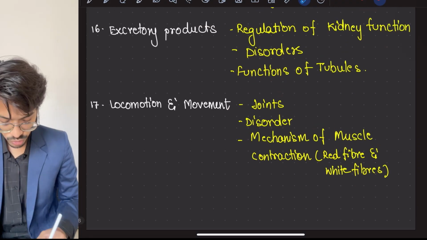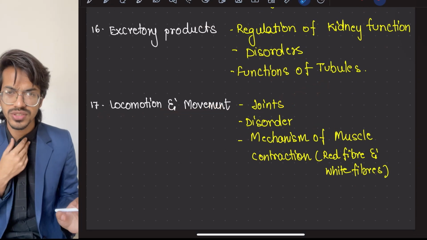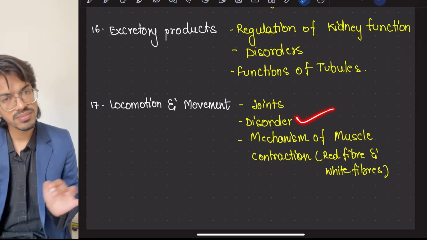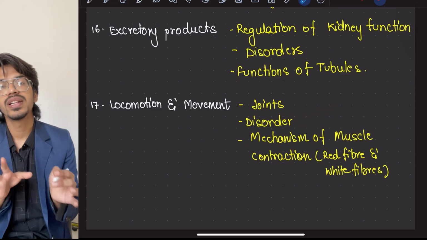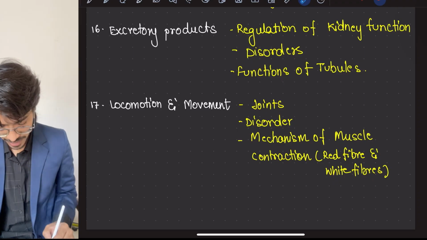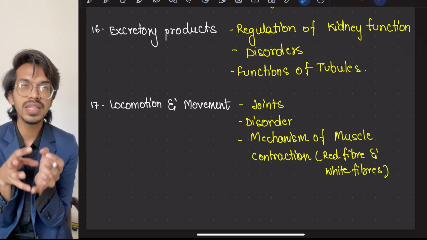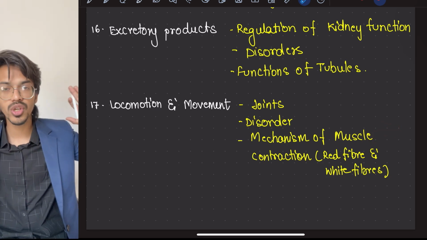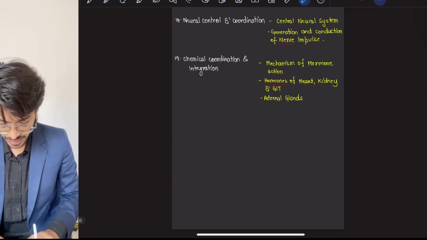Then locomotion and movement, joints, super important, every year a question comes, this year also higher chances of coming. Then disorders, of course you have to study, especially myotonic dystrophy and myasthenia gravis, higher chances of coming. Then the mechanism of action, especially the contraction of the sarcomere, which is the most important topic that can come, and the red fiber and white fiber topic present in this chapter can come to you.